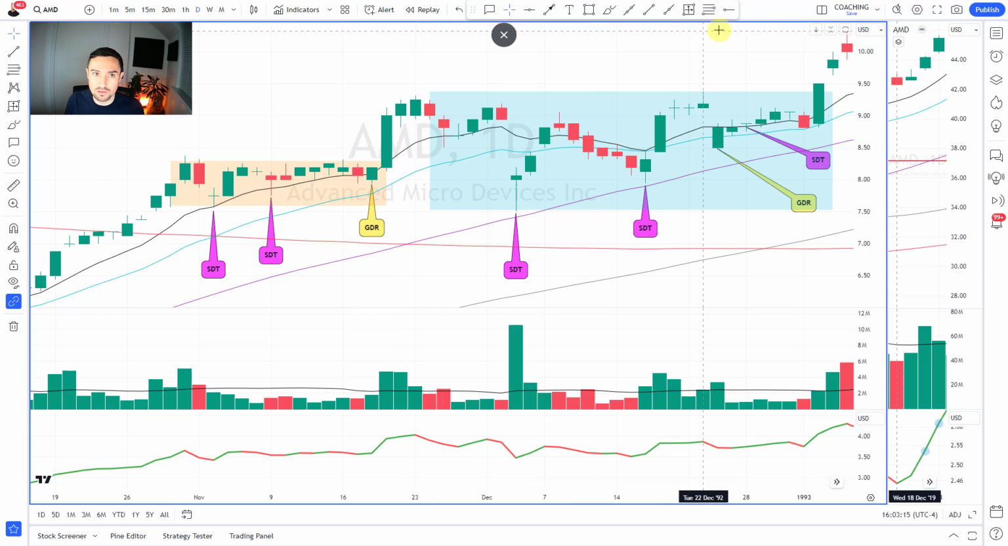But what do you see marks the low? What do you see? What do your eyes see? Shakeout demand tail, shakeout demand tail, gap down reversal bar.